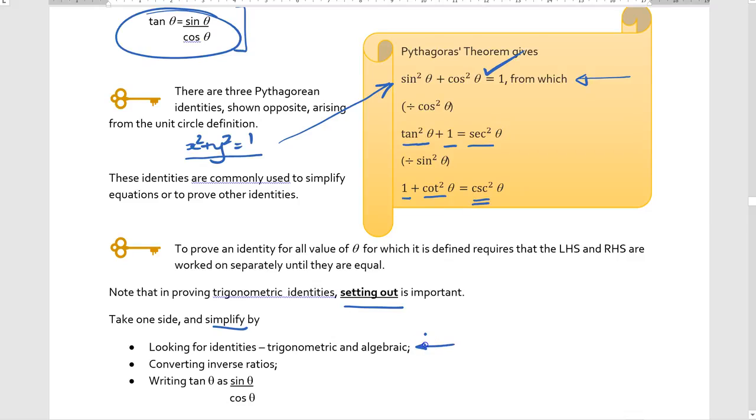So we look to see if there are any identities, so any of the things that we've just mentioned. We usually convert inverse ratios to sine, cos, tan, and we often write tan as sine over cos. So if there are squares, there's a fair chance that we'll be using one of these. If not, we're going to be looking for these. Occasionally, they might bring a complementary relationship in.